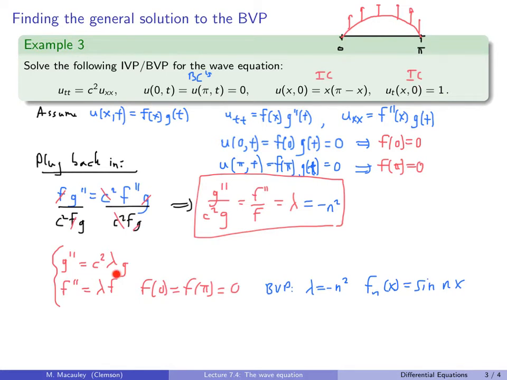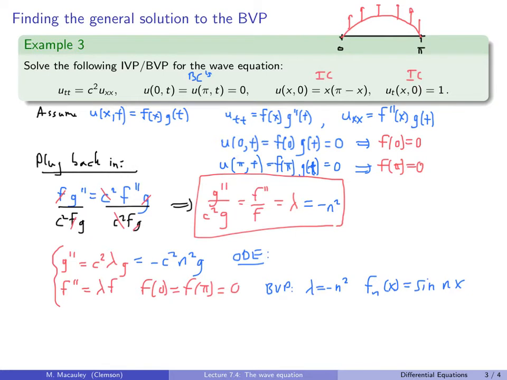So up here now, we have a different equation. This is equal to negative c squared n squared g. And that helps because now we know that this is harmonic motion, with sines and cosines rather than exponentials or sinhs and coshs. So this is an ODE, and we know how to solve g double prime equals negative omega squared g, and now omega is just c times n.